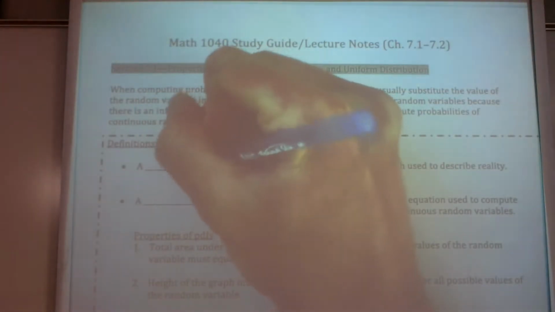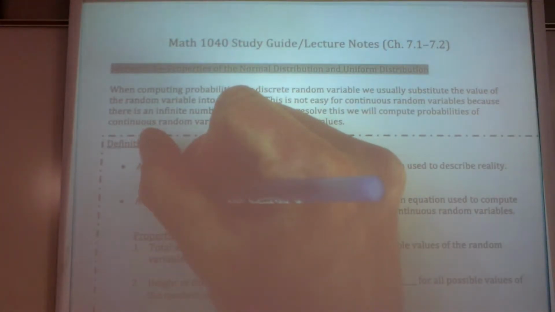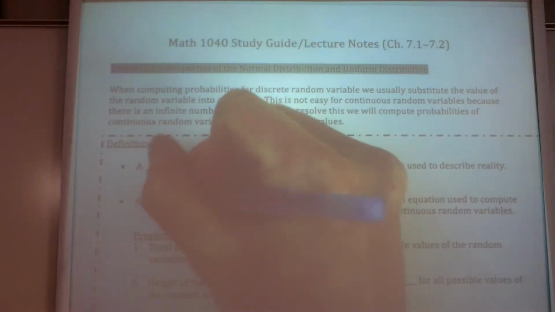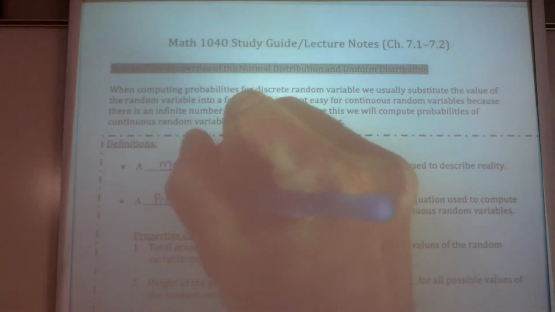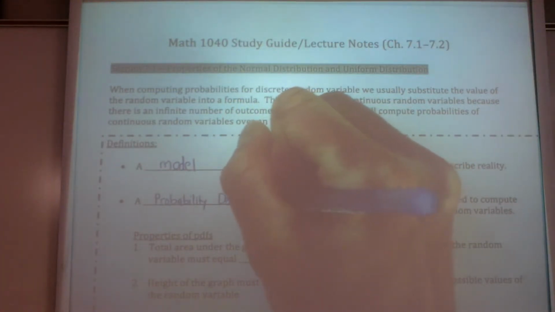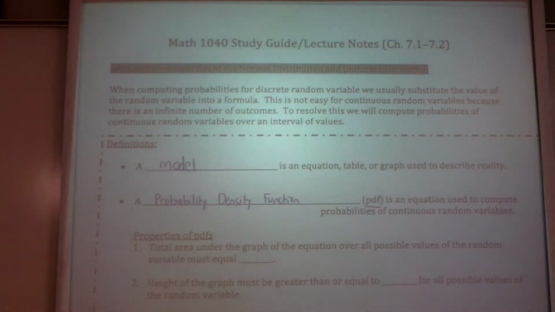A model is an equation, table, or graph used to describe reality, okay? Usually we're given the data, we graph, and we need a line or a model that will tell us what's going on there. Now we're going to look at a specific type. We're going to call it a probability density function, also known as a PDF. I know we work a lot with a different type of PDF. This is a statistics type of probability density function.